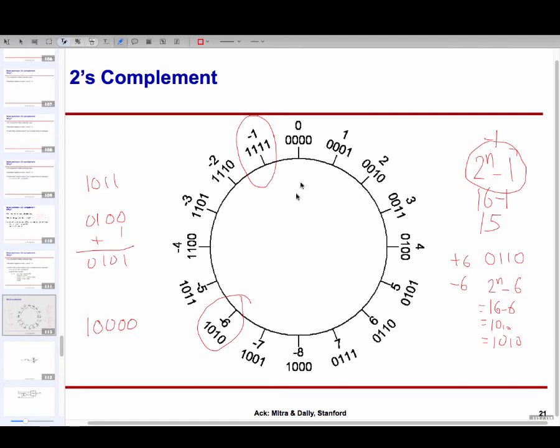Let's try something else. Let's say we look at, I don't know, minus 4. So I gave you the bit pattern 1100. We realize it's a negative number. So first thing we do is we take the ones complement, that becomes 0011. And then we do a plus 1 to it, and that would give us 0100, which is, again, positive 4.